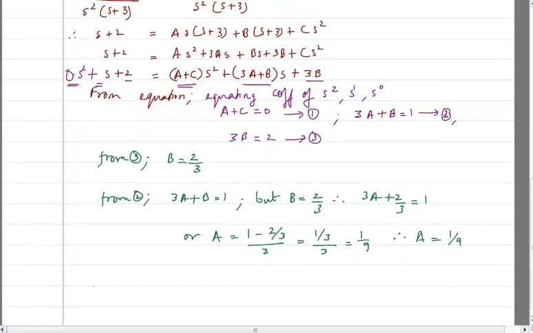Okay, and then I am having from 3 it is a plus c is equal to 0. Therefore c is equal to minus a, which is already we have found out value of a, which is 1 by 9. So it is minus 1 by 9. So I have found out the three values. I have found out the three values of a, b and c. And now let me create some space.